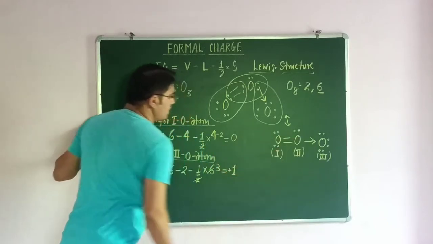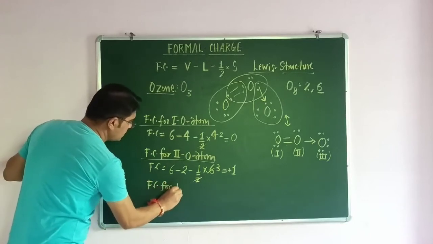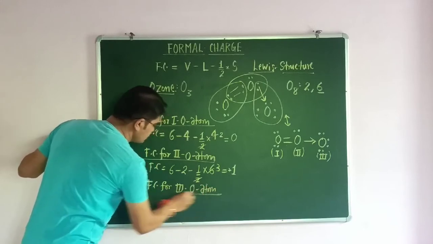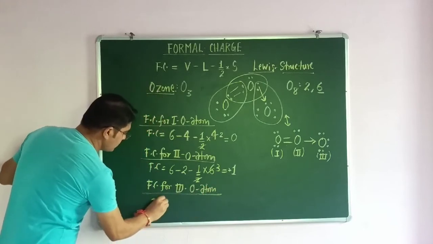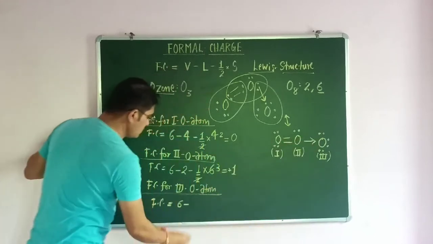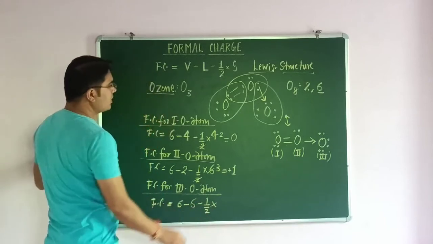Now the turn is of the last oxygen atom. The formal charge for the third oxygen atom is Fc equals 6 minus the number of lone pair electrons, 6, minus 1 by 2 multiplied by the number of shared electrons.